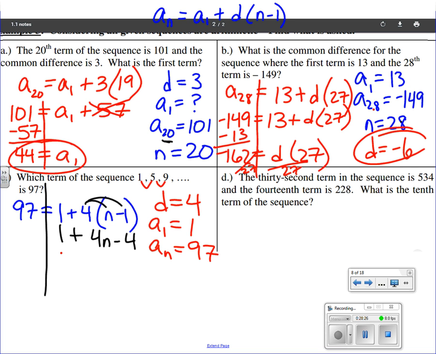You could move your 1 over if you wanted. There's lots of ways to do it. I don't care how you do it as long as you end up with the right answer. So do we want to move our 1 or do we want to put 1 and negative 4 together? Okay, we'll put them together.